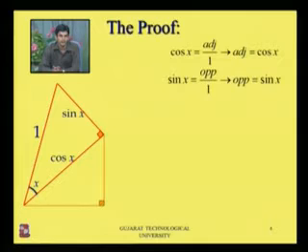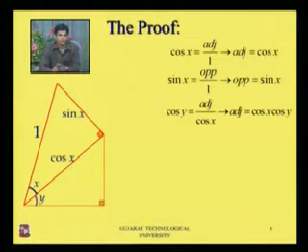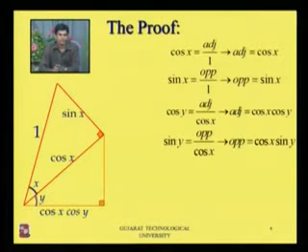Draw another right angle triangle. In that, angle is y, so cos y is adjacent side over hypotenuse. Here hypotenuse is cos x, so adjacent side is cos x into cos y, and sin y is opposite side over hypotenuse. Hypotenuse is cos x, so opposite side of the right angle triangle is cos x sin y.